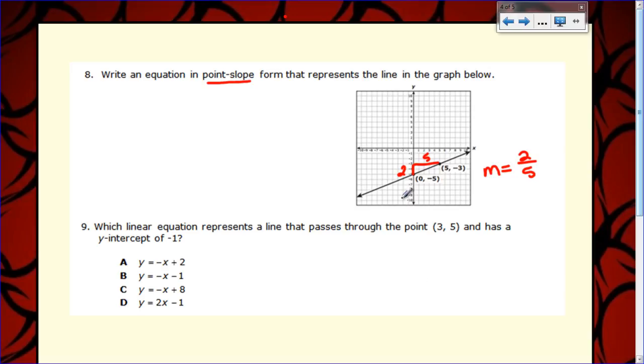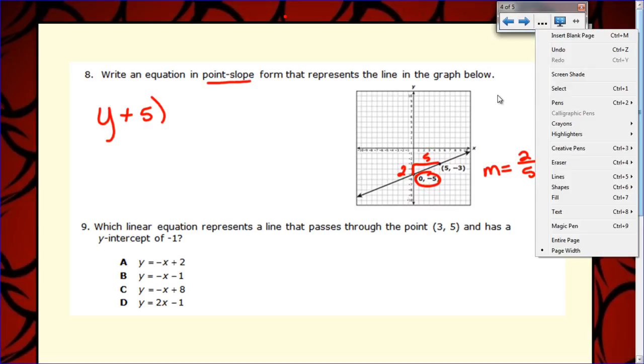Now we're going to pick a point. I want to use this one right here, the 0, -5. That's the y-intercept, and it'll make this really easy. So in point slope form, it's y minus my y-coordinate, and the y-coordinate is -5. So if you'll remember, that makes this plus, because I will end up doing minus a negative.